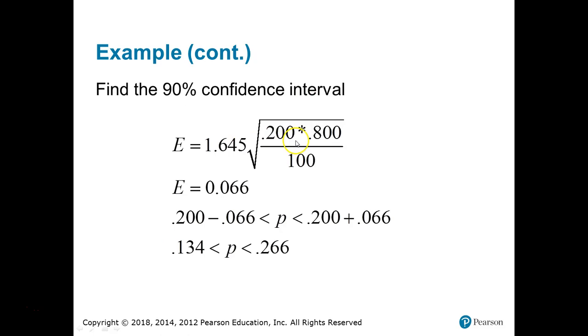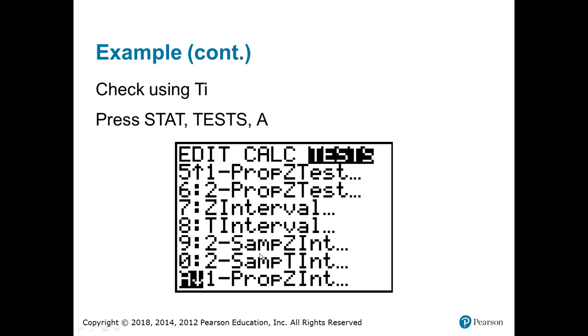Multiplied by the square root of 0.2 times 0.8 divided by 100. Margin of error is 0.066. So 0.2 minus 0.066 is less than p, which is the population proportion, which is less than 0.200 plus 0.066. Therefore, we are 90% confident that the population proportion falls between 0.134 and 0.266.